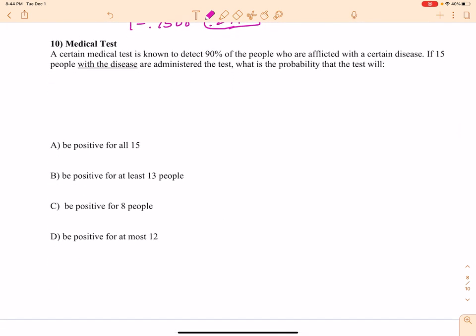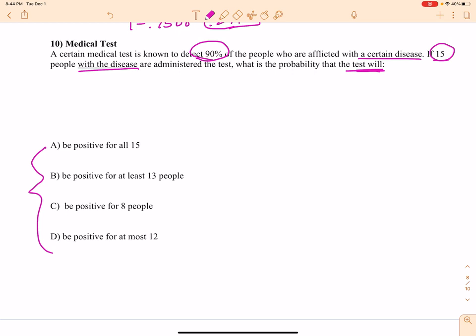This is the medical test example. A certain medical test is known to detect 90% of the people who are afflicted with a certain disease. If 15 people with the disease are administered the test, what's the probability that the test will... And then you're answering all of these. So I've left space here for us to write our conditions. We need to decide if this is a binomial situation.